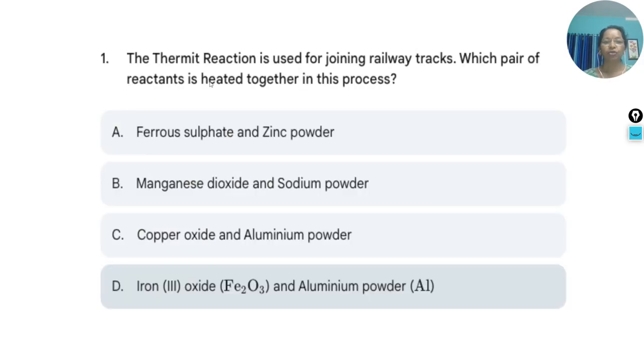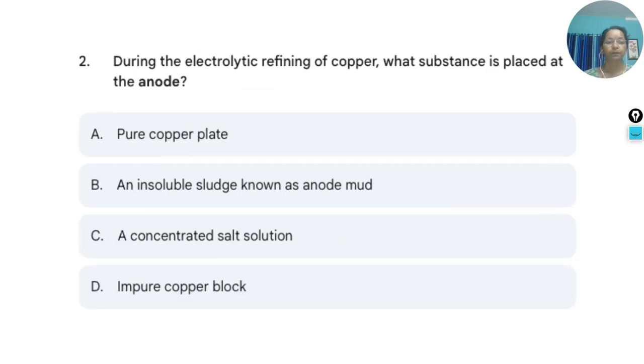Next, the thermite reaction is used for joining railway tracks. Which pair of reactants is heated together in this process? We learned it is iron oxide and aluminum powder. No other possibility. The others are not the elements or compounds which are used. Okay, so the answer is option D.